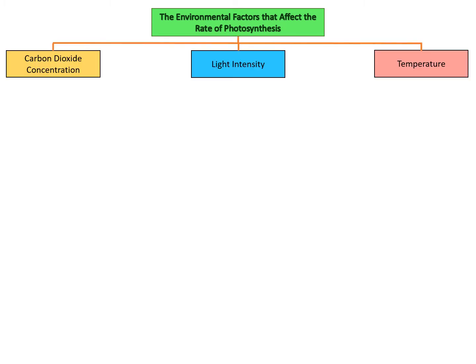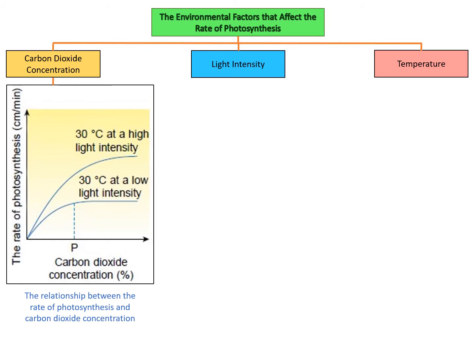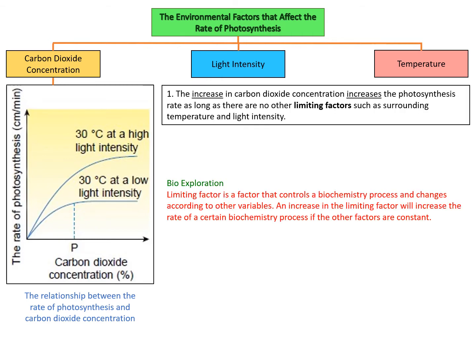The environmental factors that affect the rate of photosynthesis are carbon dioxide concentration, light intensity, and temperature. Here are the graphs showing the relationship between the rate of photosynthesis and carbon dioxide concentration. An increase in carbon dioxide concentration increases the photosynthesis rate as long as there are no other limiting factors such as surrounding temperature and light intensity.